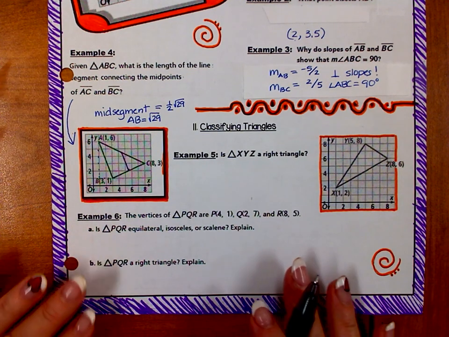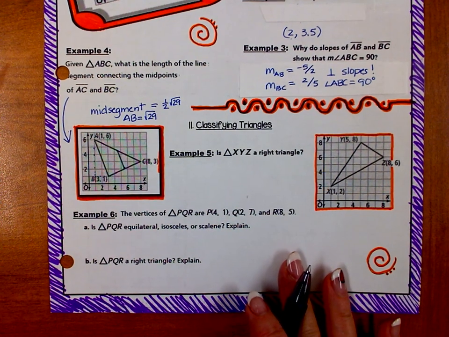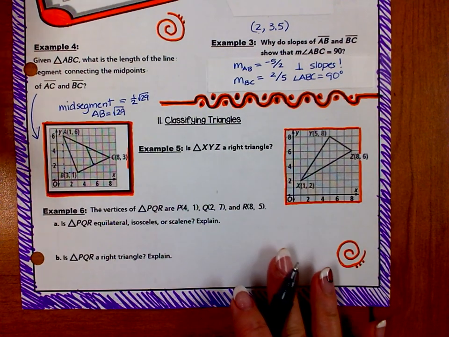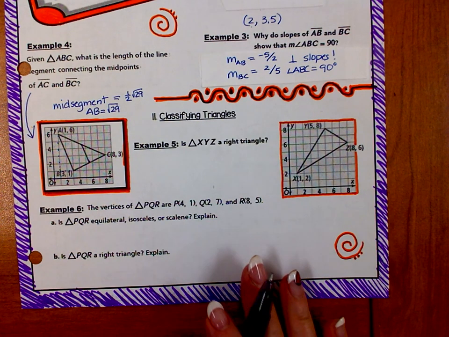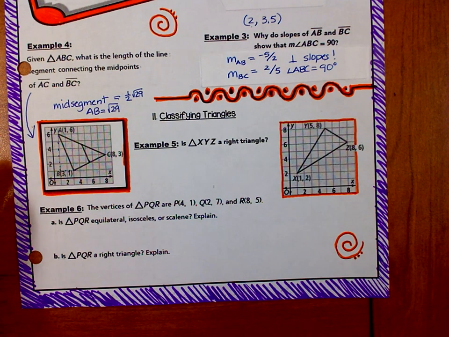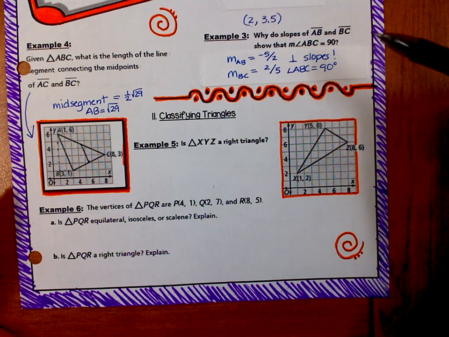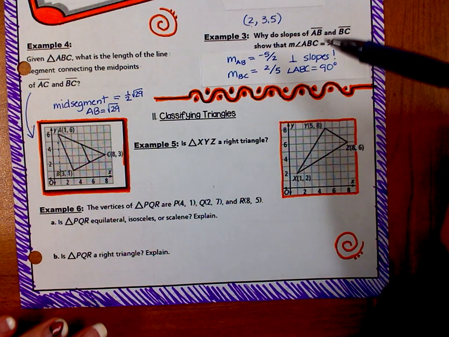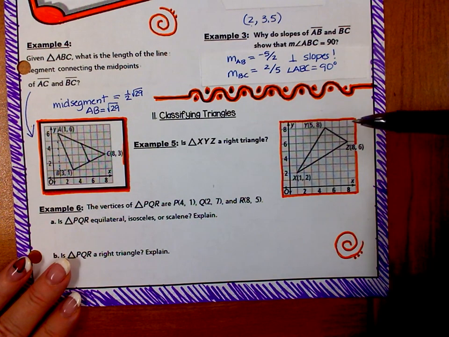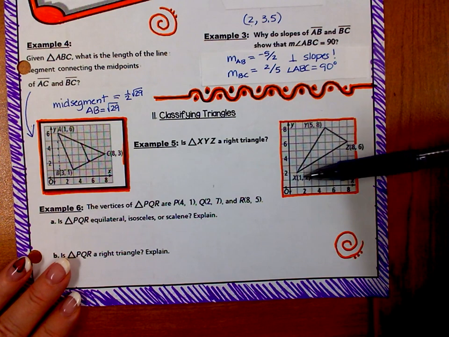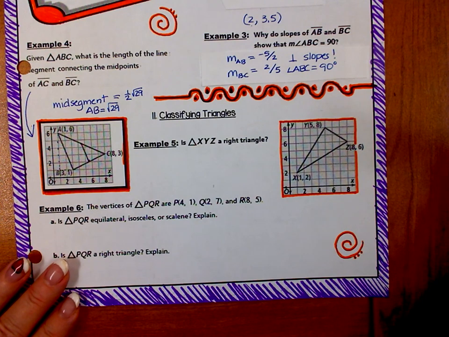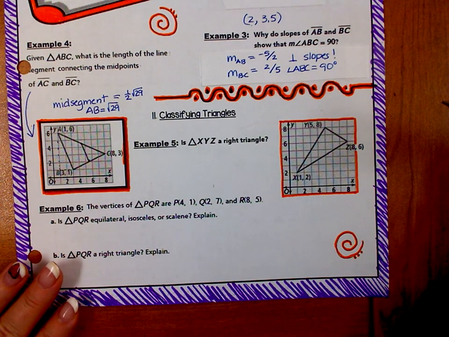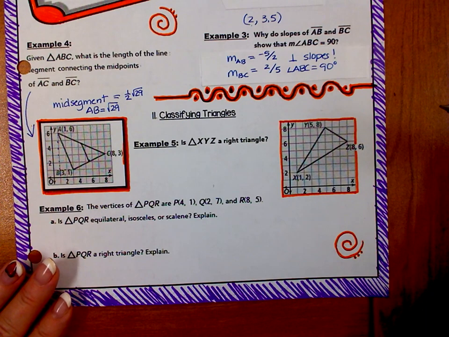All right, let's look at classifying triangles. We're going to classify triangles, and then we're going to classify quadrilaterals, and then we're going to classify kites and trapezoids, and we're going to use these algebraic formulas in order to do that. Okay, so XYZ, is it a right triangle? Just looking at it, it looks like if it is, this is going to be our right angle right here. So we're going to want to figure out what our slopes are.